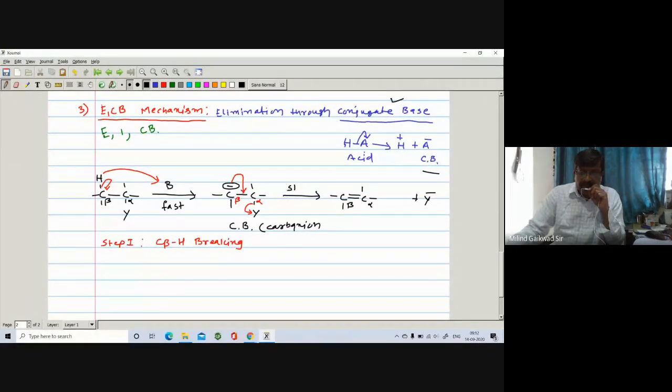Second step is a slow step. As it is a slow step, it is the RDS step. In the second step, only the substrate, that is the carbanion, is involved. So it is a unimolecular reaction. So here, elimination unimolecular conjugate base, right? It is a unimolecular reaction.